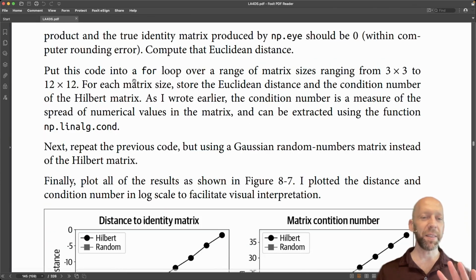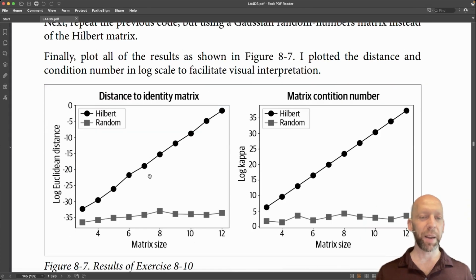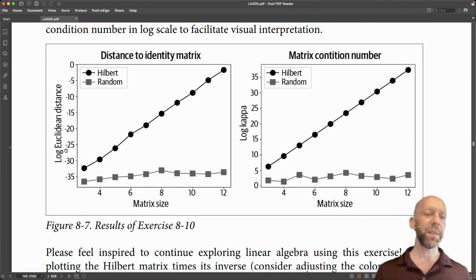Okay, so all of this stuff that I just explained, you then want to repeat that using random numbers drawn from a Gaussian distribution, but everything else is the same. Okay, and then you're going to generate a plot that looks something like this. These are Euclidean distances in log space on the y-axis and the matrix size on the x-axis. I'm going to interpret these results more when I produce them in Python.